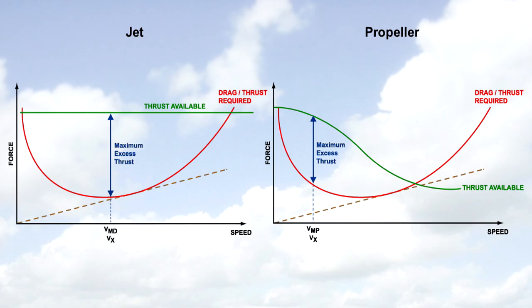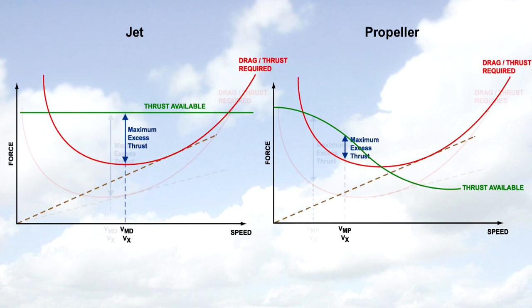Returning to the excess thrust graphs for the propeller and jet aeroplane, it's now possible to see the effect of the movement of the total drag curve. Increasing the airplane weight moves both total drag curves up and to the right. Notice, as mentioned earlier, that there is a decrease in the excess thrust available, and therefore a decrease in the maximum achievable climb angle. However, it's important to realize that the speed for maximum excess thrust available is higher.